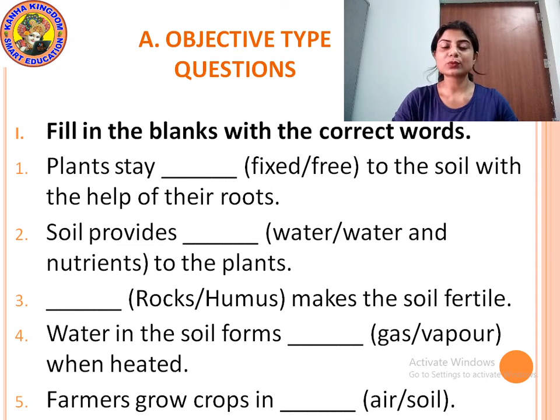I will repeat once again. Fill in the blanks with the correct words. Number 1. Plants stay fixed to the soil with the help of their roots. Number 2. Soil provides water and nutrients to the plants. Number 3. Humus makes the soil fertile. Number 4. Water in the soil forms vapor when heated. Number 5. Farmers grow crops in the soil.